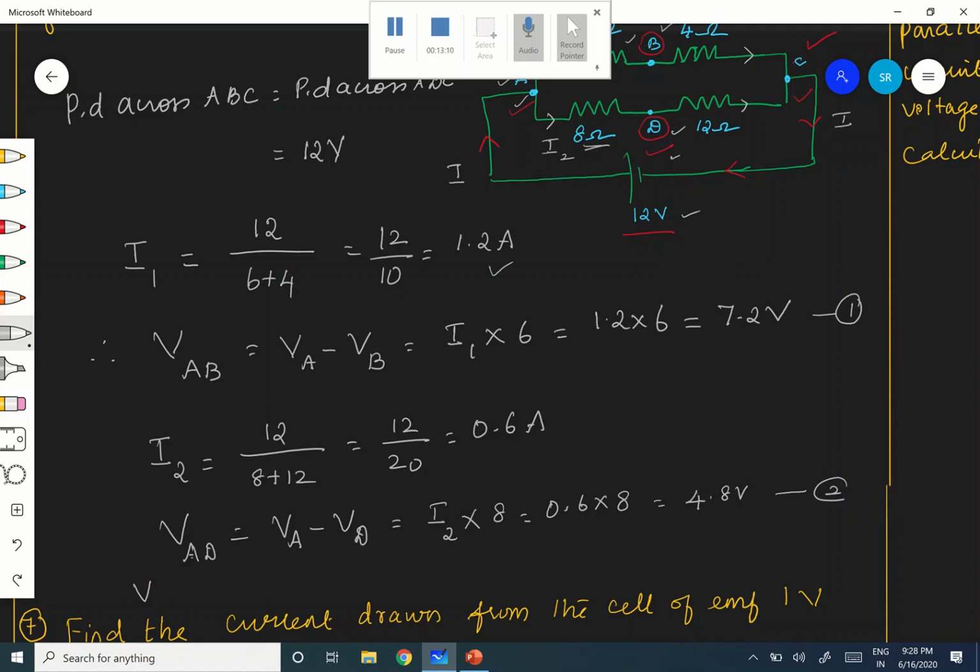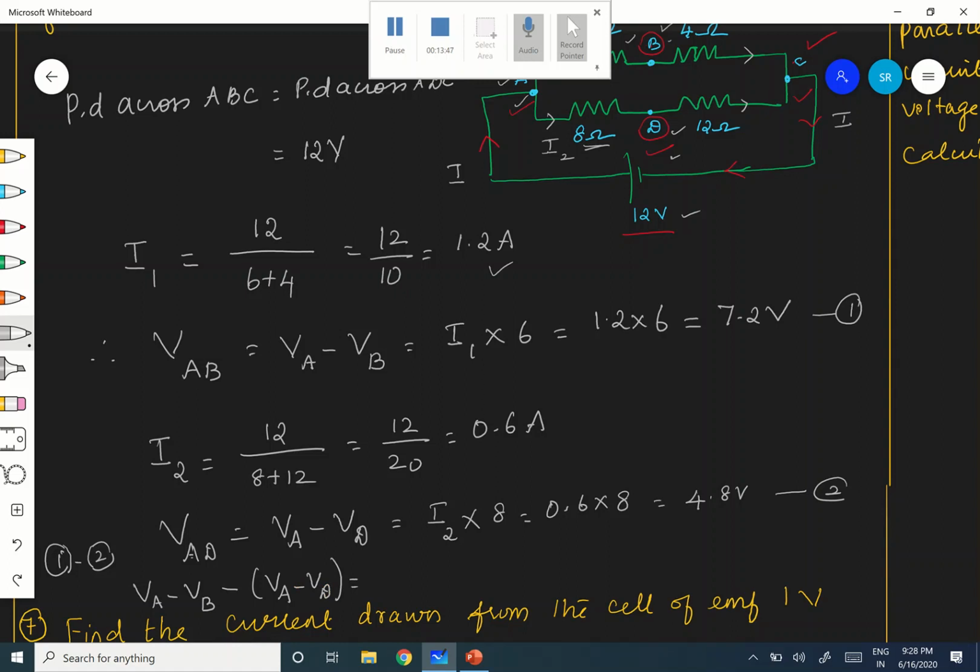Therefore, adding 1 and 2, that is VA minus VB. I don't want A here because I want between B and D now. Therefore, what should I do? I have to subtract. Is it clear? Because I don't want A here. So, VA minus VB, 1 minus 2, minus VA minus VD.